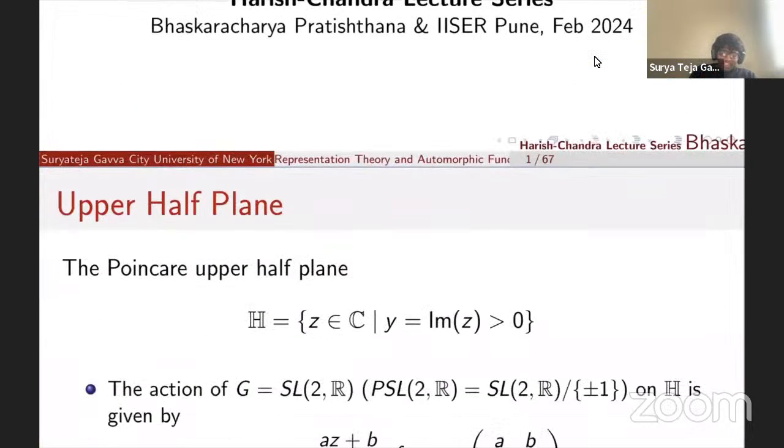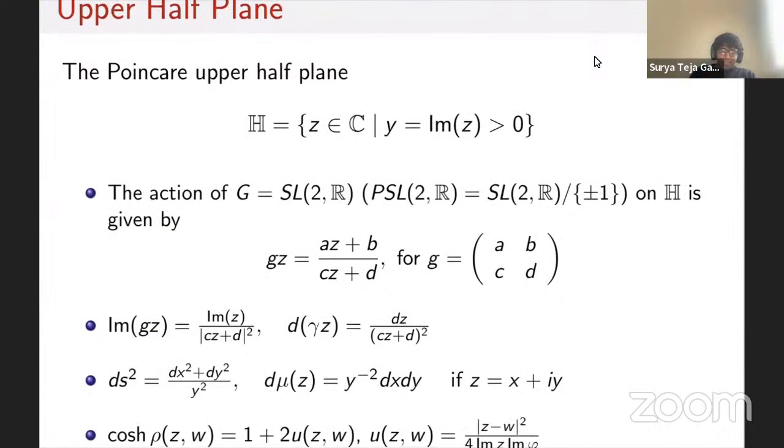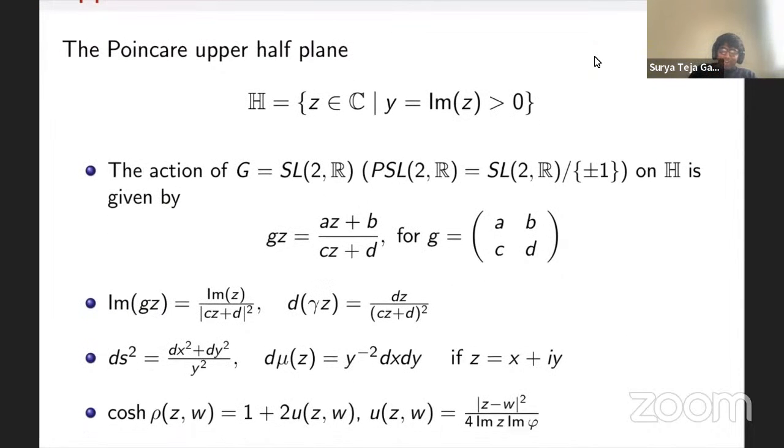So, some basics. We have some fundamental objects that we deal with. We have the upper half plane, the set of z such that y is positive, and there's an action of SL2(R) or PSL2(R) on H given by the Mobius transformations: g z is (az plus b) over (cz plus d).